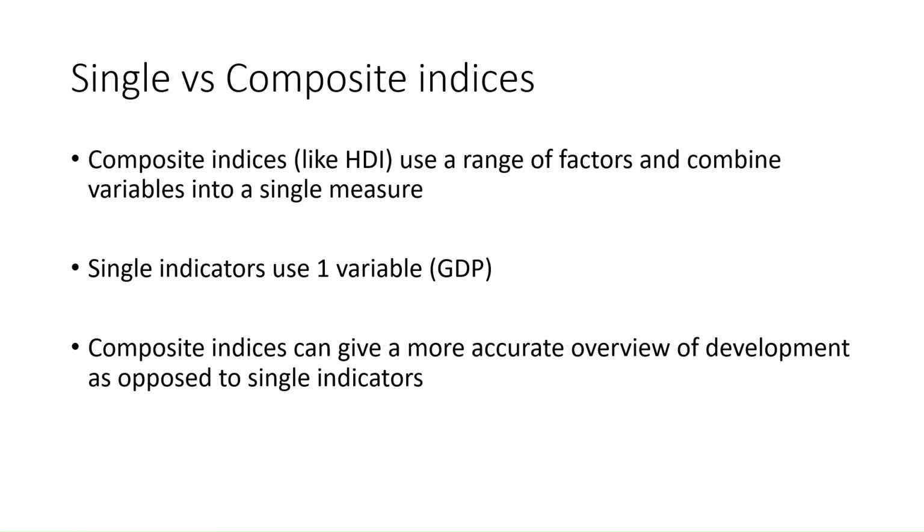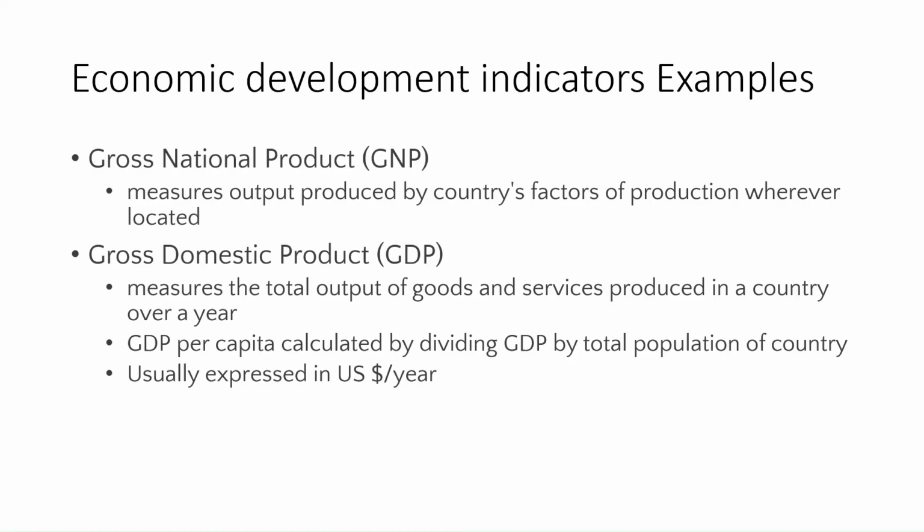So first, the main difference between economic and environmental and social indicators. Economic is more black and white and not holistic, and social indicators are more holistic, which you can argue about. And here are some economic development indicator examples.